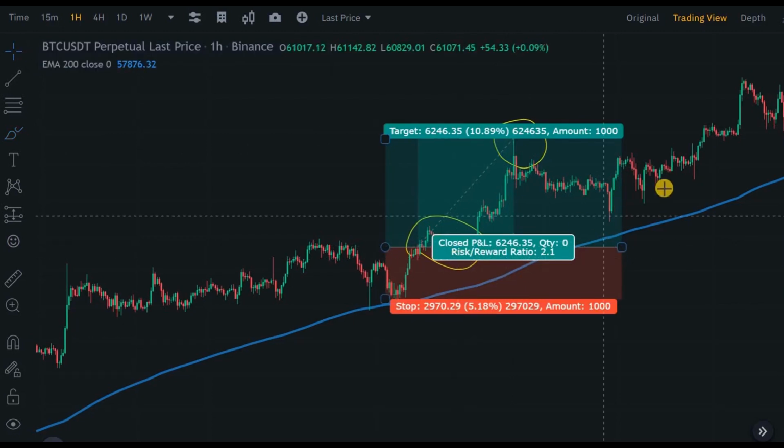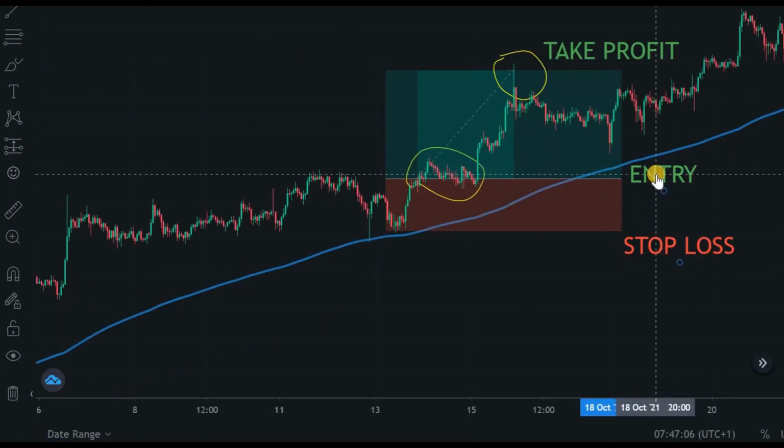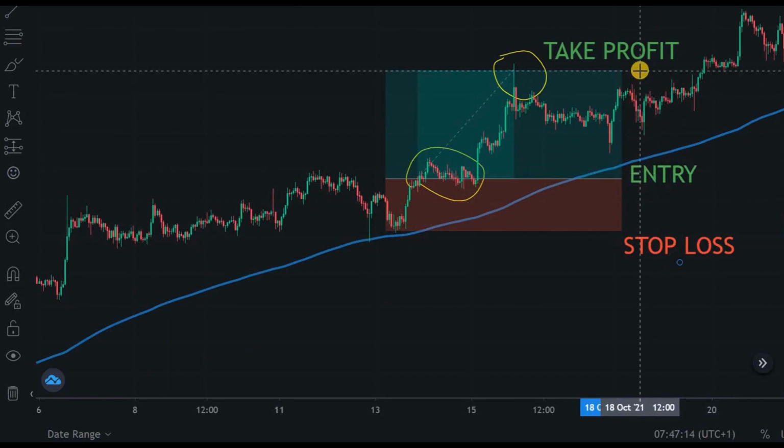You can see that the price continues to go higher, but to avoid being greedy, you should stick with your strategy. My entry point at around this level, my stop loss at a lower level, and my take profit would be above the current price. This right here is a simple strategy to make consistent profit over time.